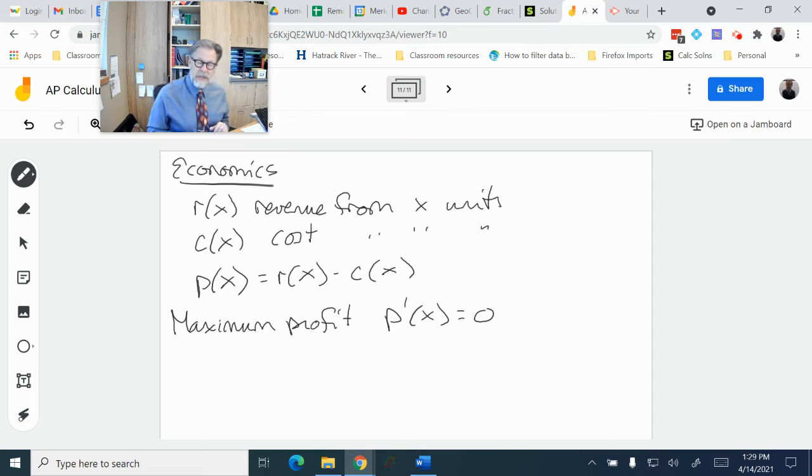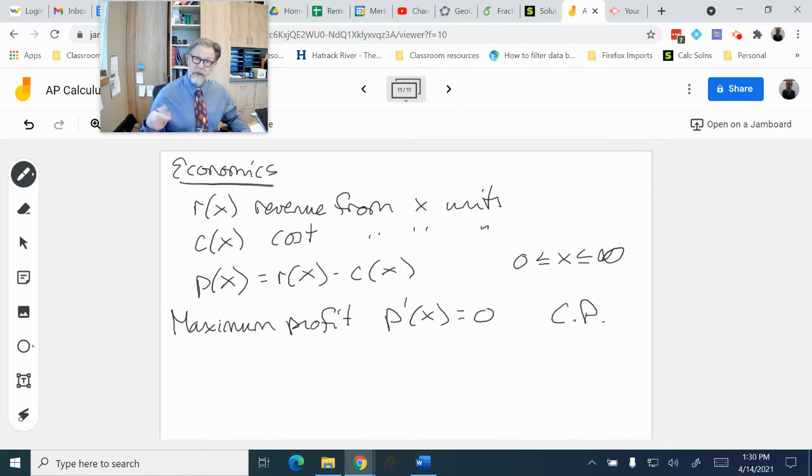I said that wrong. The derivative of P is equal to 0. We're talking critical points here. Could have endpoints, but since our endpoints in a situation like this are 0 less than or equal to x less than or equal to some infinite number, obviously you're not going to have max profit at 0 unless you have a really, really bad business model. And then, of course, there's no maximum number of units you can make.